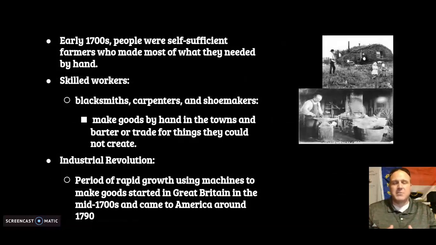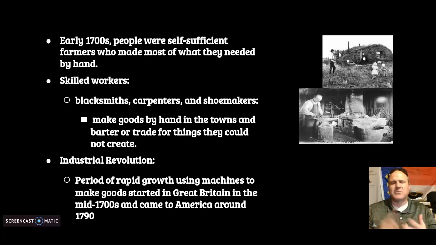Since the dawn of time, and where we're talking about right now, early 1700s getting into the 1800s, most people living in the world were self-sufficient farmers. They would grow things for themselves. They would make things that they needed by hand.